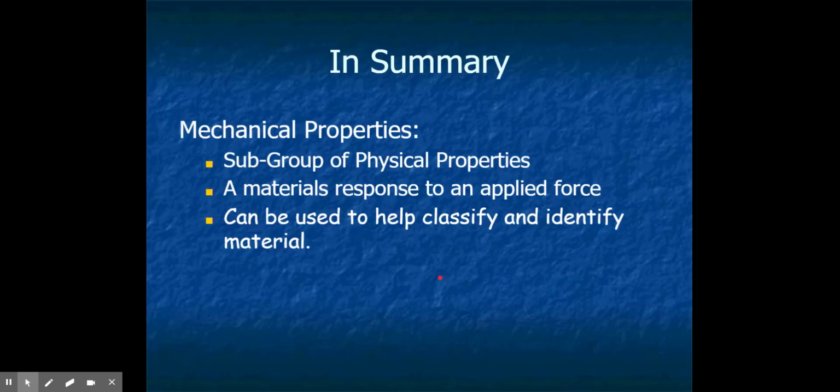So in summary, mechanical properties are a subgroup of physical properties: a material's response to an applied force. The stress, the applied force, is put upon it, and this is how the material responds or strains to it. And then it can be used to help us classify and identify materials.